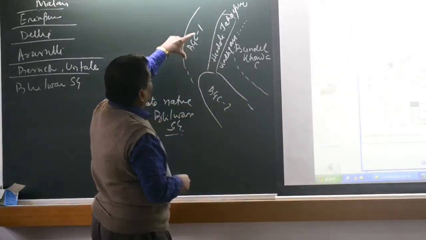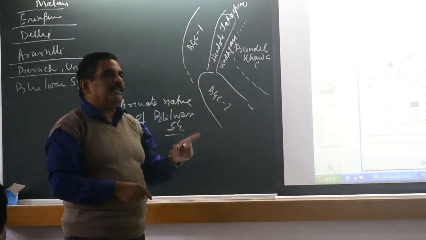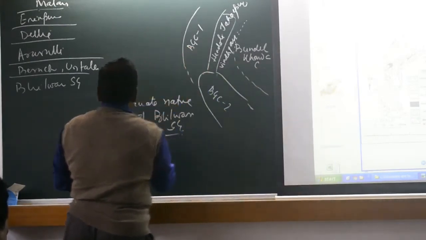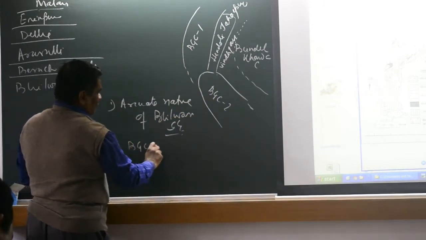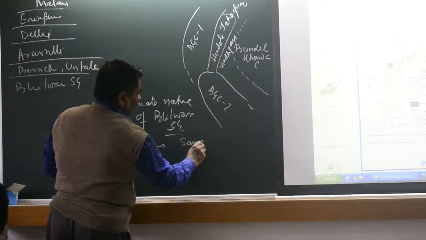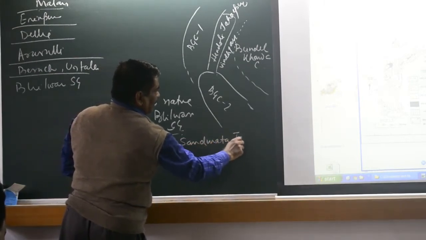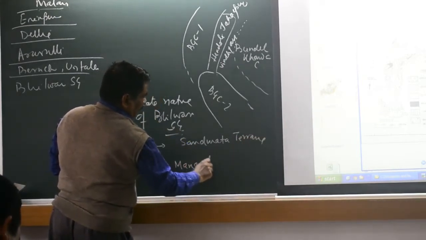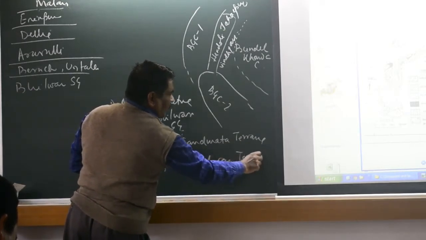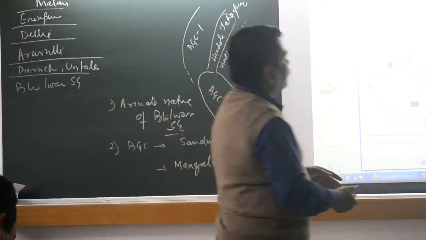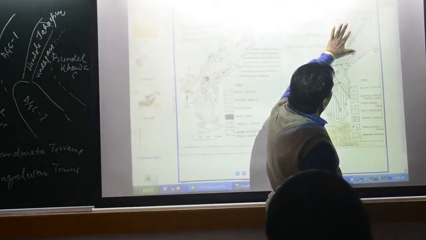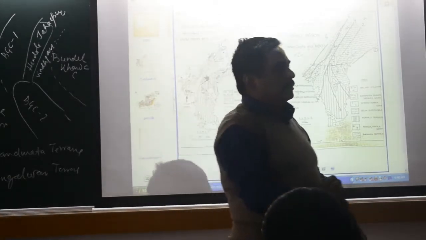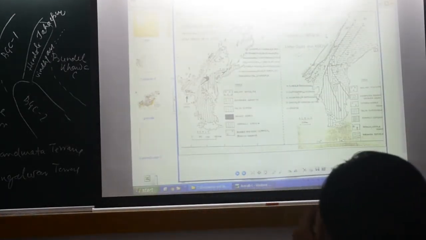Now, something interesting I will tell about this BGC1. Nobody is calling it BGC1 now. They are comparing it with Bhilwara Supergroup. So it has two components, second point on that. BGC1 has two components. One is Sandmata terrain, the other one is Mangalwar terrain. So these are all part of Bhilwara. Sandmata terrain, Mangalwar terrain. So you see this portion, this is Sandmata, this is Mangalwar. Understood, na? So this is BGC 1.